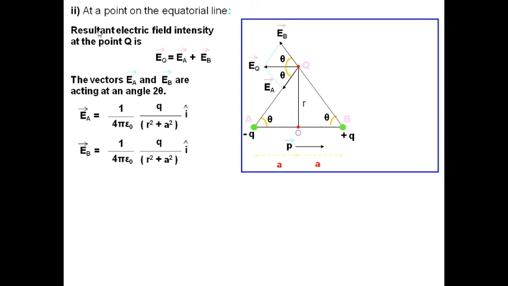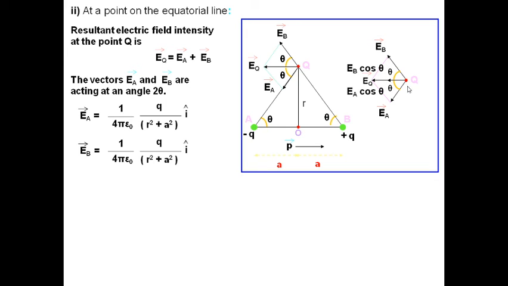So if we write the vectors, EA is equal to 1 by 4 pi epsilon naught q upon (r square plus a square), I cap, and similarly for EB. That gives the direction. But it's better to write the magnitudes, that's very simple. Here it is also shown that theta is the angle, so we could calculate by using the parallelogram law of vector addition, but simplest is the component method.